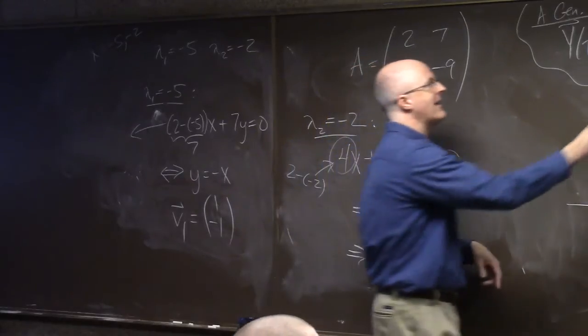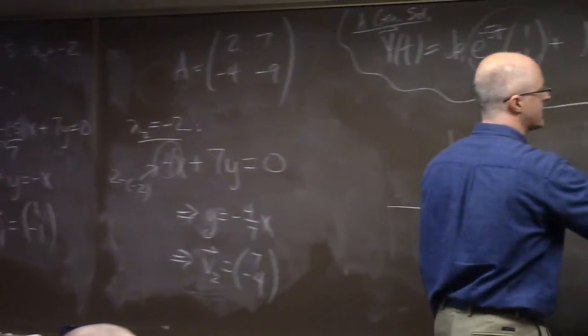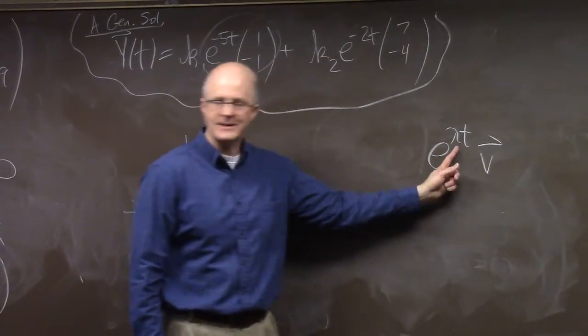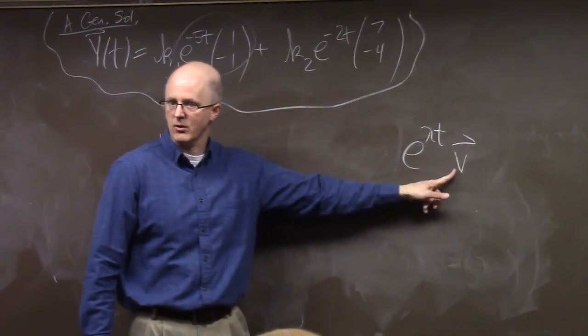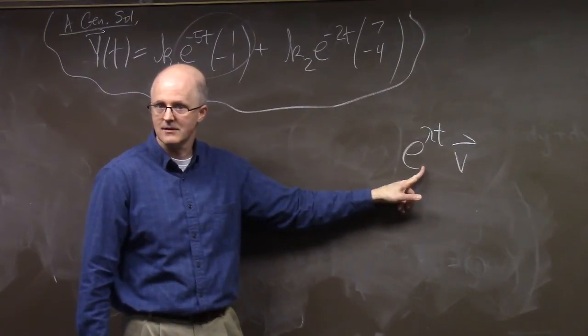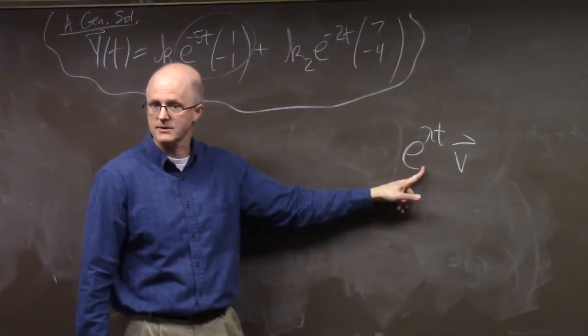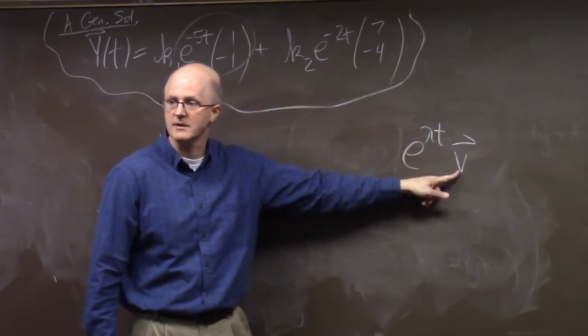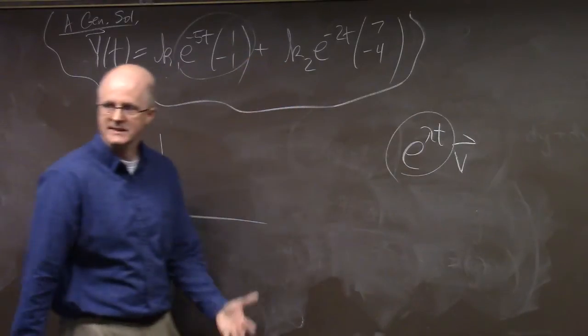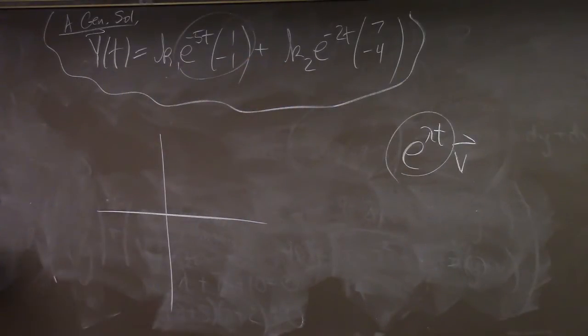As to why, in general, functions of this form, where lambda is an eigenvalue of A and V is a corresponding eigenvector, why are these solutions? It should be clear that they generate straight line solutions, if they are solutions, because V is a constant vector. So you multiply that constant vector by a scalar function of t, you're always going to get something along the same line to the origin.